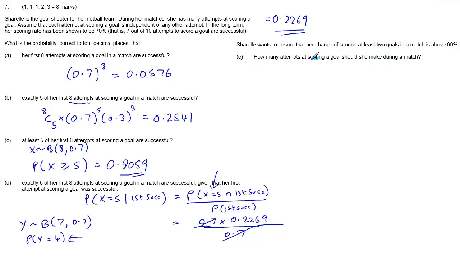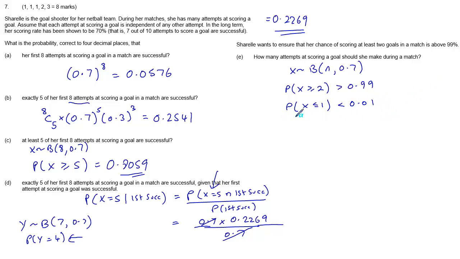Sherelle wants to ensure that her chance of scoring at least 2 goals in a match is above 99%. How many attempts at scoring a goal should she make during a match? Well, it's still binomial, but we don't know the number of trials here, and the probability of success is still the same. And we want the probability of x being greater than or equal to 2 to be greater than 0.99, which means the probability of x being less than or equal to 1 is less than 0.01.